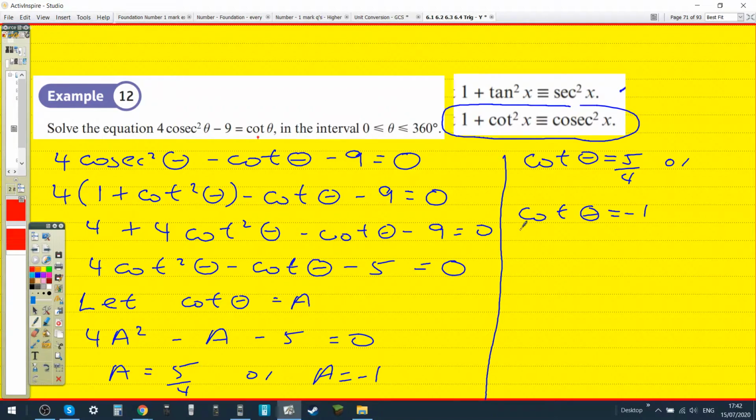So cot theta is the same as 1 over tan theta. And I'll give you an easy way. If cot theta is 5 over 4, then tan theta is 4 over 5. Reciprocal. Okay. So what about if it's minus 1? That's the same as minus 1 over 1. So what's the reciprocal of that? 1 over minus 1. Which is the same as minus 1. Yeah. Okay, 1 and minus 1, these are special numbers.